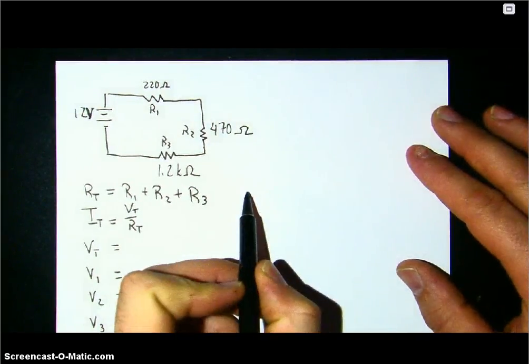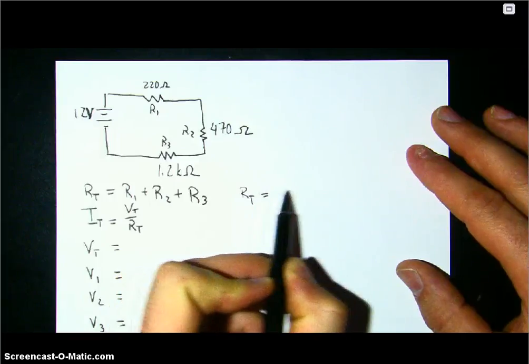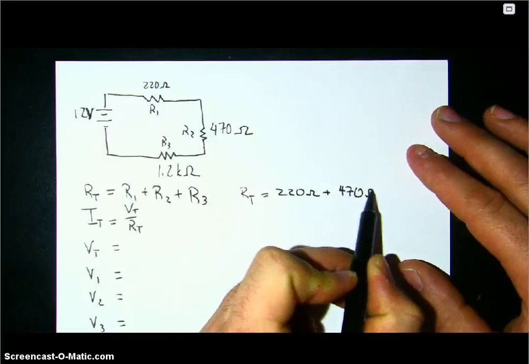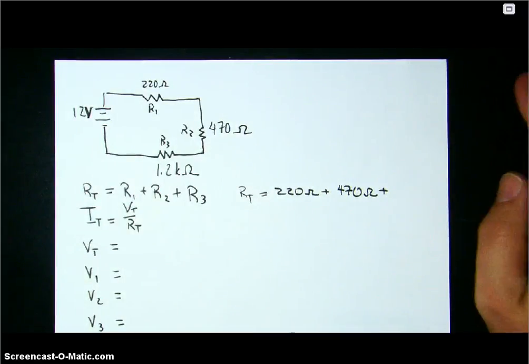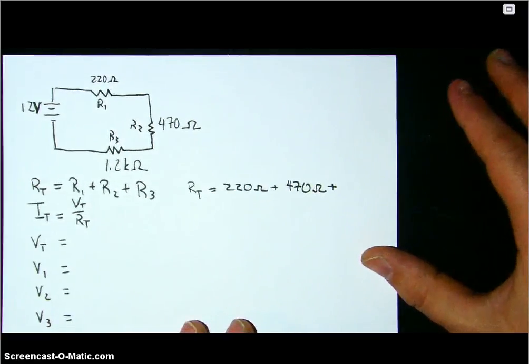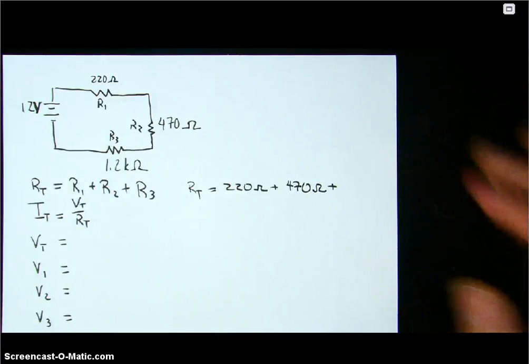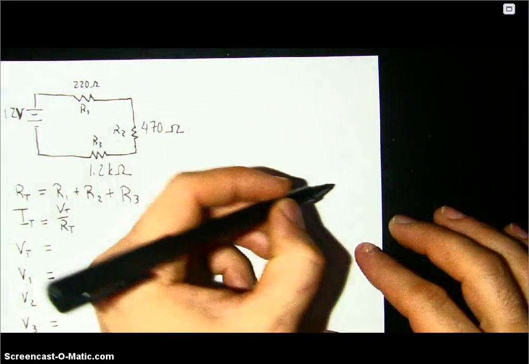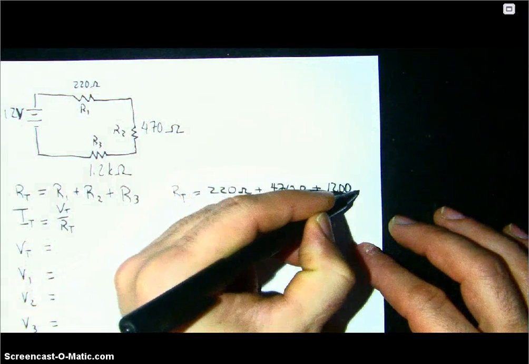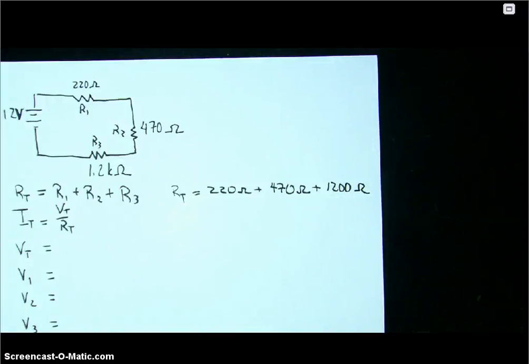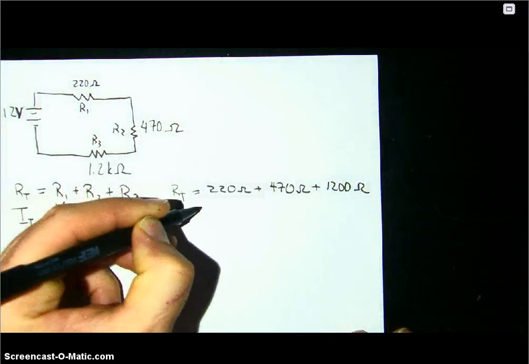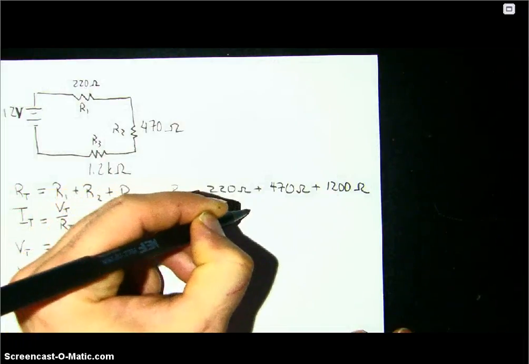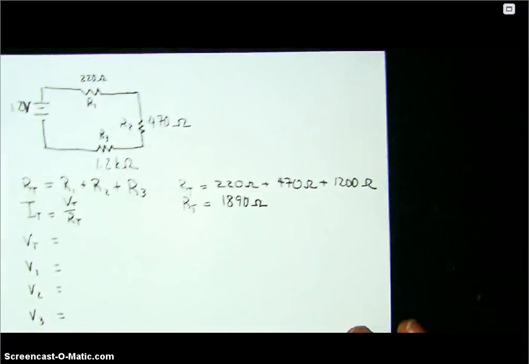So if I were to do this, our RT, we have 220 ohms plus 470 ohms, and then we have 1.2k ohms. What do we have to do about that 1.2k ohms? Yeah, exactly. I gotta convert it back, right? So I gotta move the decimal places 3 to the right, so I get 1200 ohms, which hopefully you did. So my total, if I add those together, I get, correct, 1890 ohms. That's my total resistance.